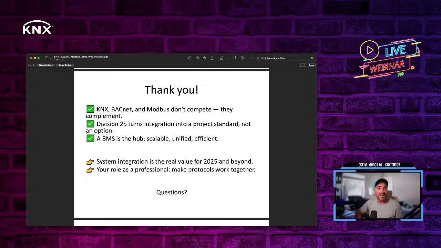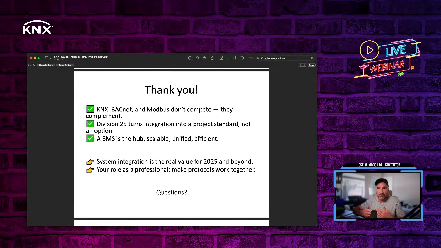That's also aligned with KNX. KNX is a decentralized solution, and it's aligned with this philosophy. So system integration is the real value for 2025, and your role as a professional is to make all this work together. Again, we have many KNX partners in this webinar, but I really recommend you not always try to take out the existing protocol in the building. Maybe it's good, and the idea is to get the most out of all the protocols together.